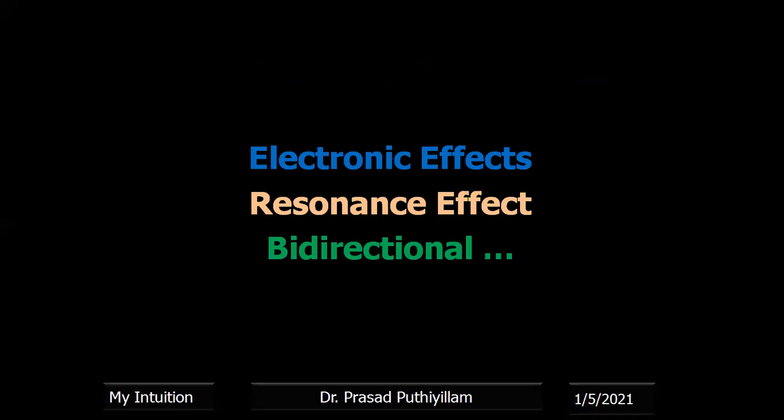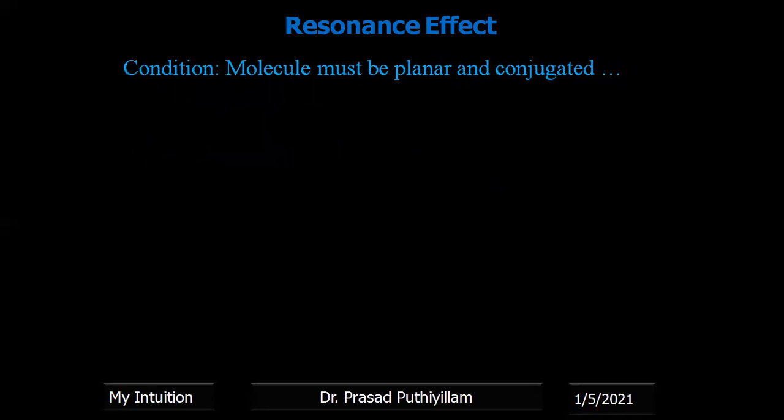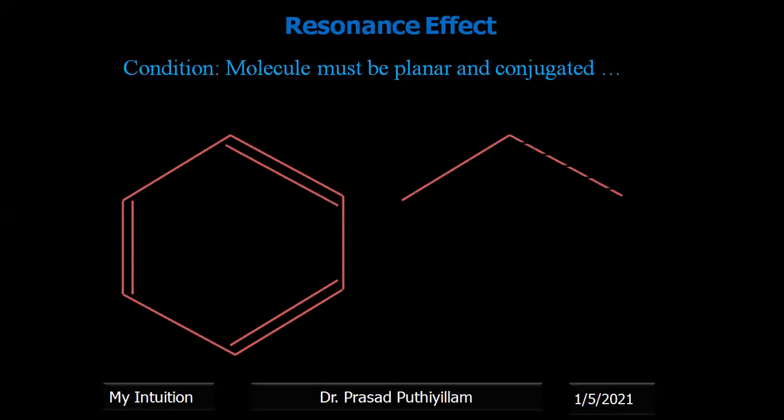The next one, that is resonance effect. Resonance effect and mesomeric effect. The difference is that the resonance effect is a bidirectional effect, whereas the mesomeric effect is a unidirectional effect. So the conditions required for the electron movement, which we call the resonance effect, whose name was given by Heisenberg: molecules must be planar and should have conjugation. Conjugation means it should have alternate single and double bonds like this.